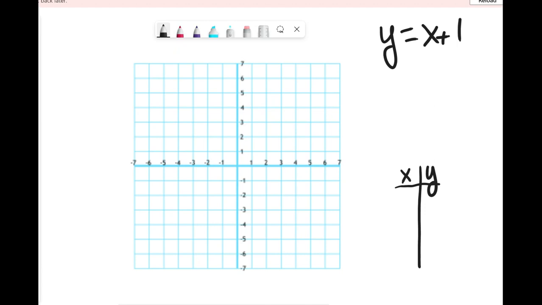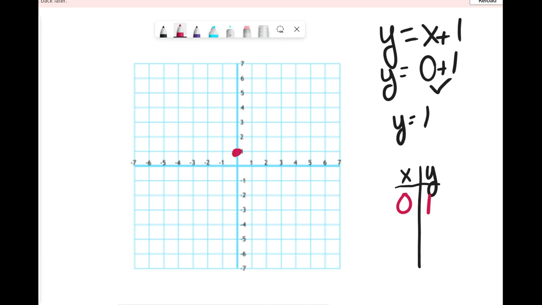So let's say I want to plug in the value of 0. I like 0 because 0 is the easiest number to work with. And so I'm going to plug in 0 plus 1. And when you do the math, 0 plus 1 is 1. So y equals 1. So when I plugged in 0 for x, the y value I got was 1. So I'm going to plot that point, 0, 1. The x goes across, the y goes up and down. Keep that in mind. Let's do another point.